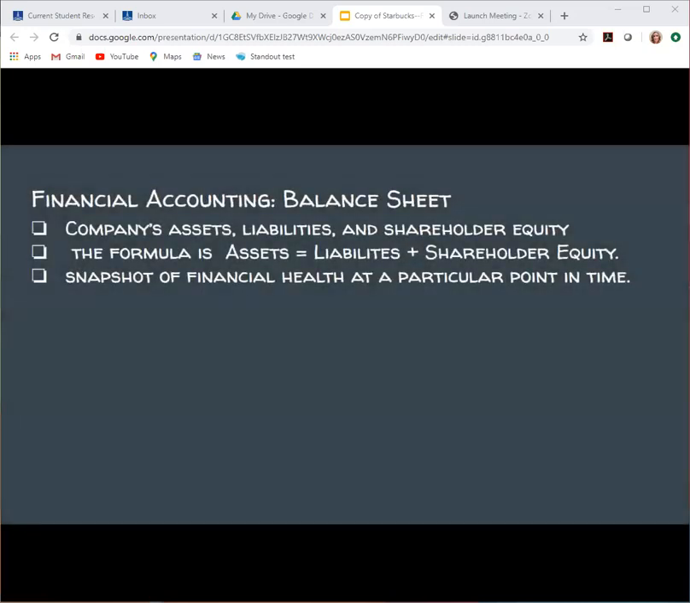Next, we will look at Starbucks' balance sheet. A balance sheet shows a company's assets, liabilities, and shareholders' equity to give us net assets. The balance sheet reports what a company owns and owes, as well as the amount invested by shareholders for a particular point in time.